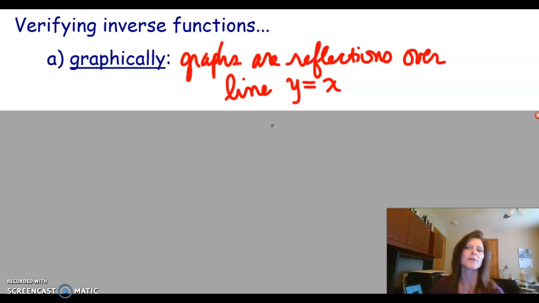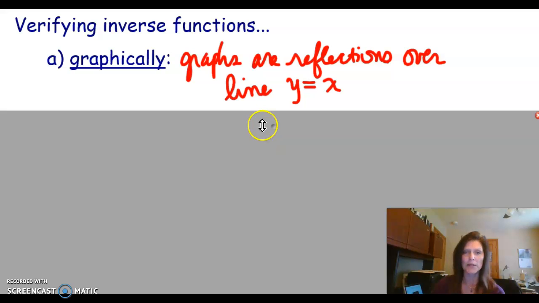What if we're asked to verify that what we have are actually inverses of one another? There are a couple ways that we can do that. The first way is graphically. We said that if I have a function and its inverse, they are going to be reflections over that diagonal line y equals x. By reflections, we mean that if we picked up the graph and folded on that diagonal, they would line up with one another.